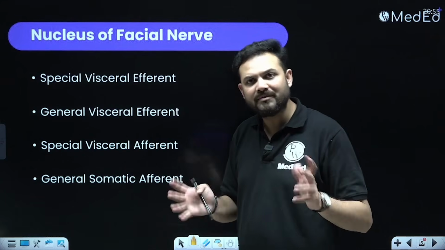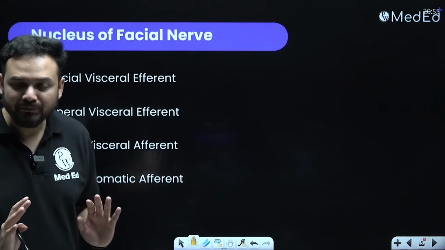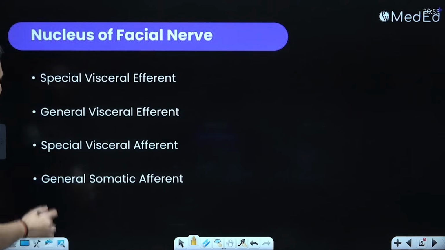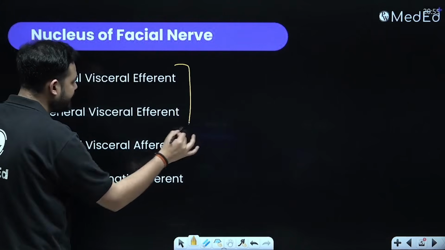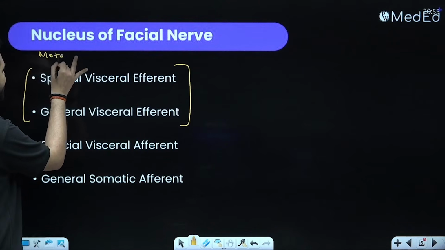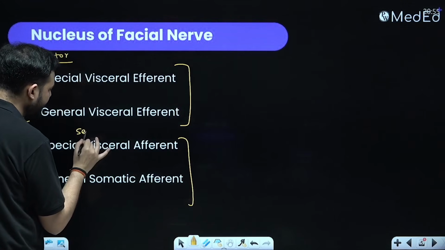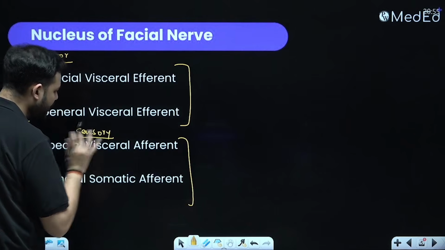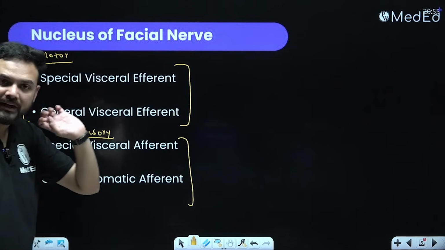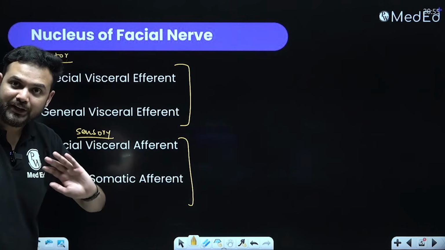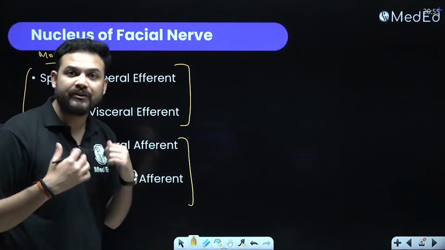Now this is the most important and most confusing part, what these are, right? Now most important, look, the two nuclei above that are present here, these are the motor nuclei of the facial nerve, and the two nuclei given below here, these are the sensory nuclei of the facial nerve. Okay. Now when we say motor nuclei, that means these will be efferent, right? So there are two types of efferent fibers.